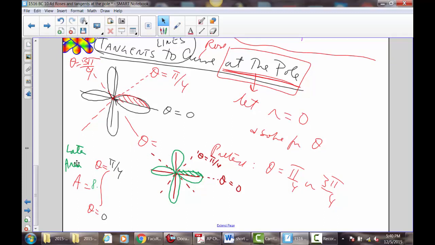Okay? When we do get to area later, you're going to see that the area of all 4 petals is really 8 times the area of half a petal. The way we're going to do that, our limits of integration are going to be this tangent at the pole, and we're going to, of course, realize that this petal is separated in half by the horizontal line theta equals 0.